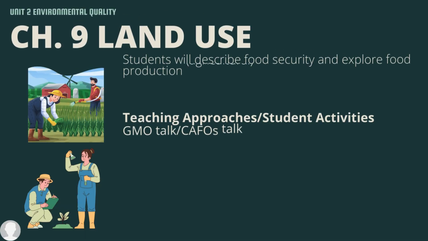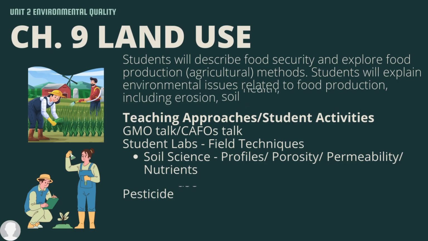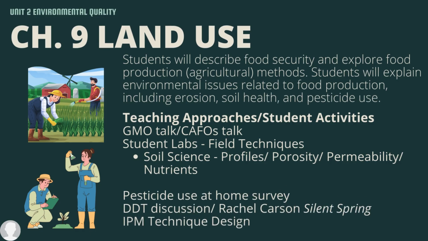Chapter 9, Land Use. In this chapter, students will describe food security and explore food production or agricultural methods. Students will explain environmental issues related to food production, including erosion, soil health, and pesticide use. Some good activities for this section include GMO discussions and CAFOs discussion, so concentrated animal feeding operations.